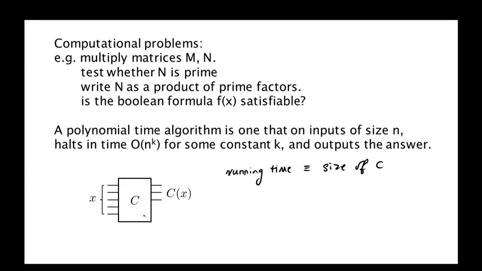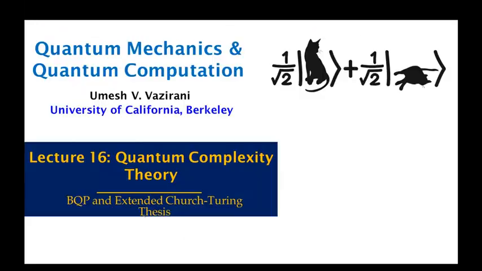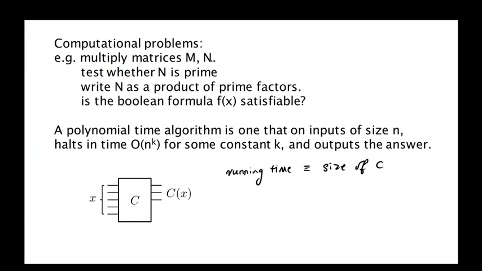Okay, so now the class P, or polynomial time, is the class of all computational problems with polynomial time algorithms. So in our example, matrix multiplication is polynomial time solvable. It's in the class P. But we don't think factoring is, and we certainly don't think satisfiability is.